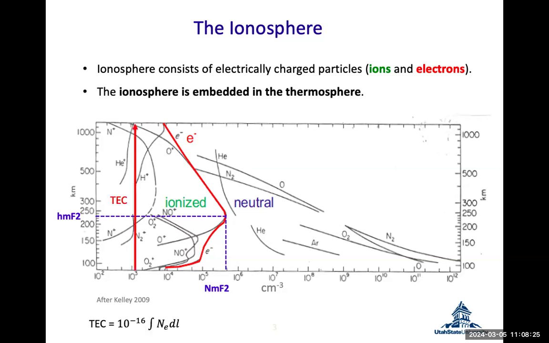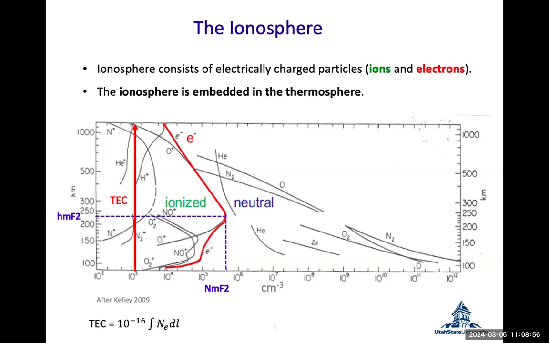Another very important parameter that we often use and that we can also measure is the total electron content. And that's simply, as shown here, the integral as we move through the ionosphere, let's say from the ground straight up, and we count all the electrons up. Basically, take the integral of the electron density along the way and multiply this with 10 to the minus 16. And that's the total electron content.